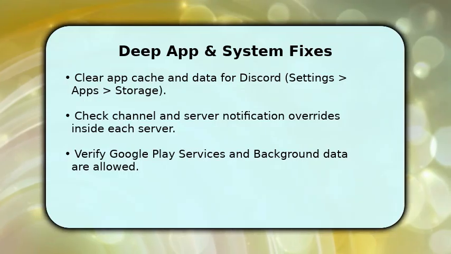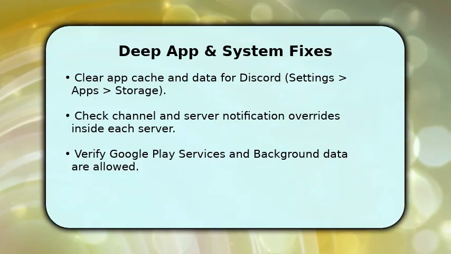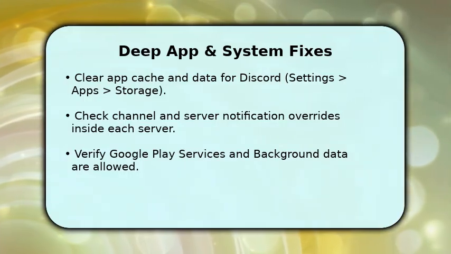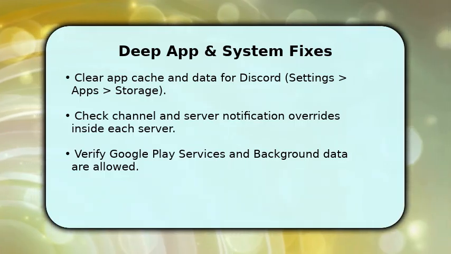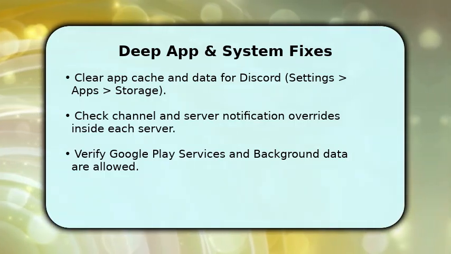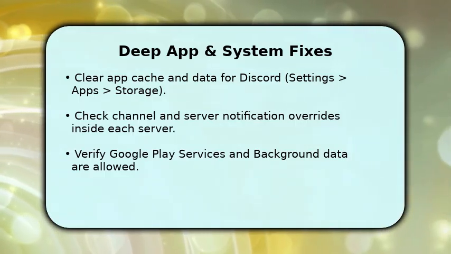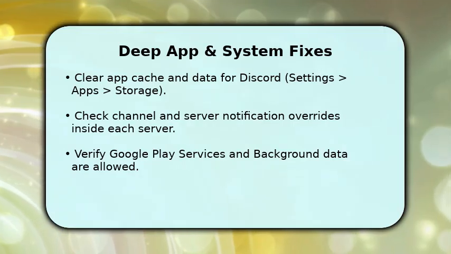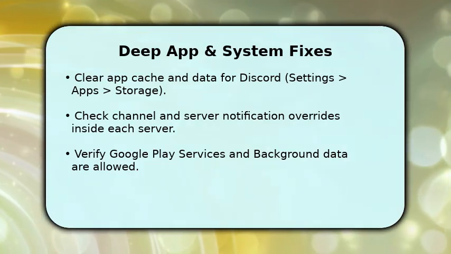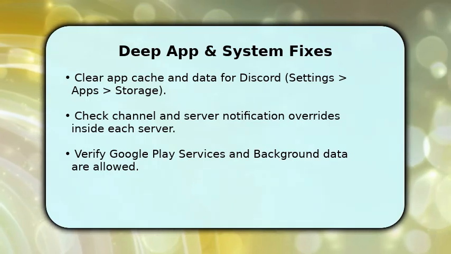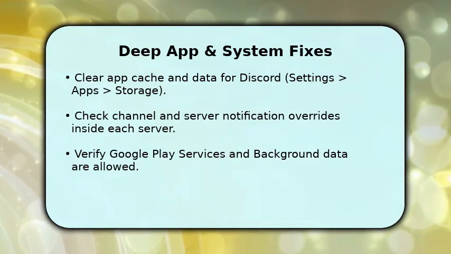Now proceed through the more complex middle steps that resolve token and permission conflicts. Clear Discord's cache and, if needed, data to reset stored tokens, then sign back in so a fresh push token registers with Discord servers. Next, inspect server and channel overrides, muted channels or custom schedules block alerts.